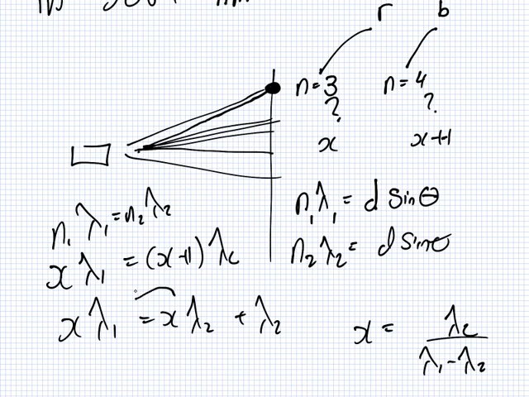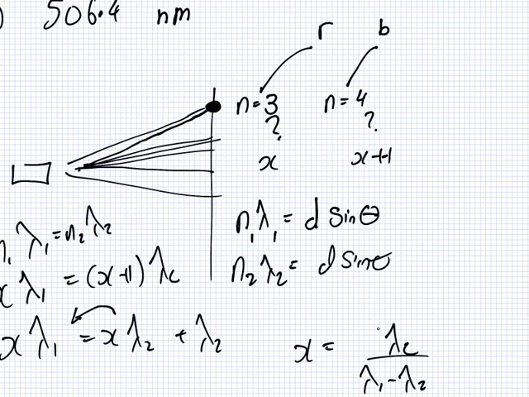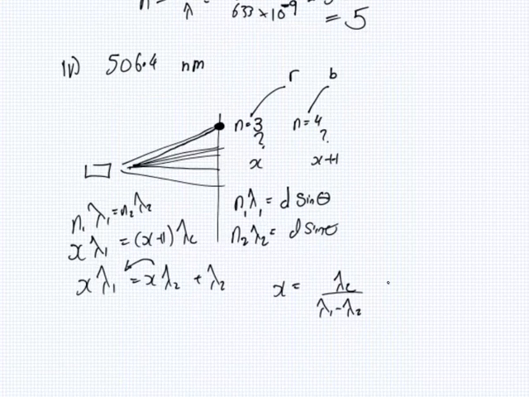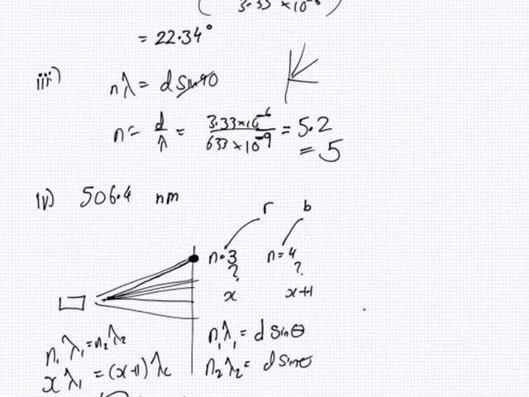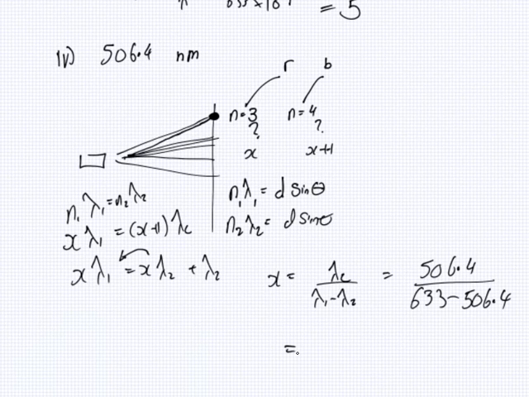You bring this to the left, you factor the x out, and then you divide it underneath. So if you take the wavelength for the blue, it'll be 506.4, over the difference between 633 and 506, so 633 minus 506. So what's that going to be, like 5 or something, or 4?